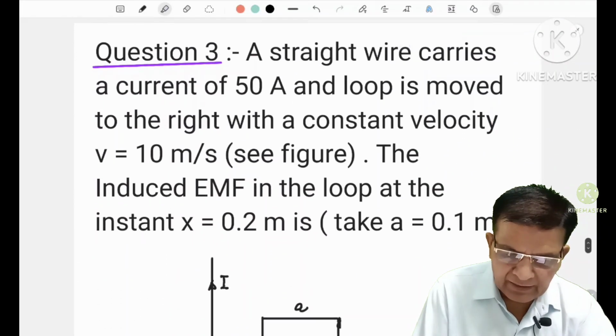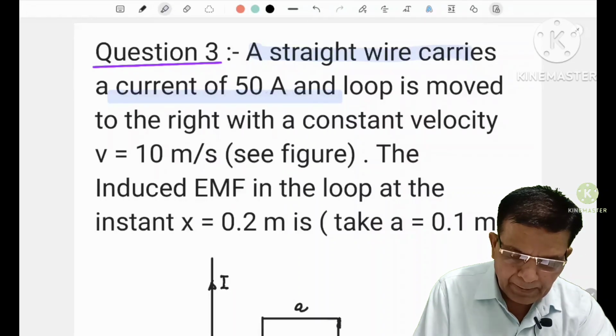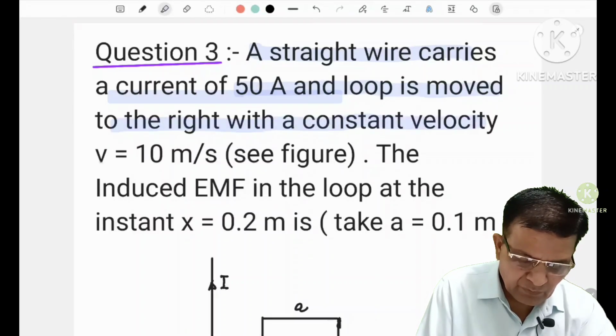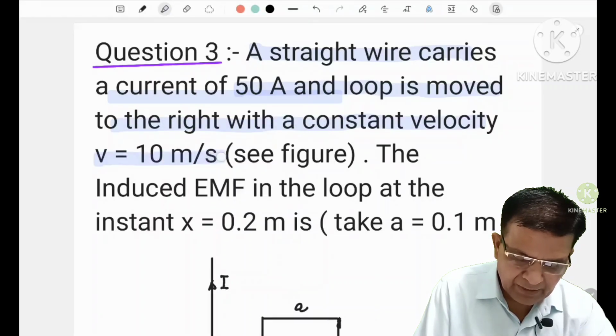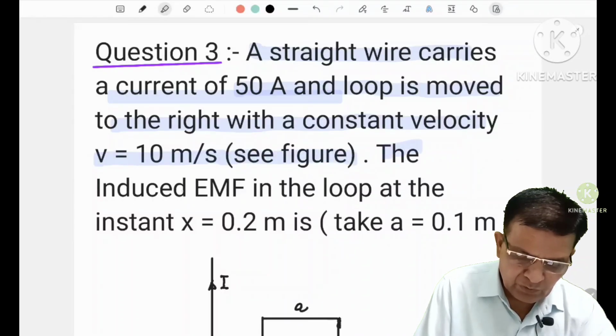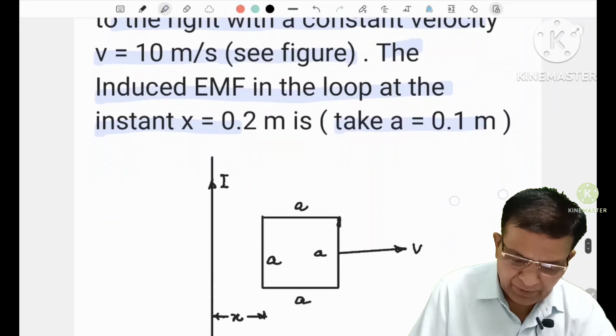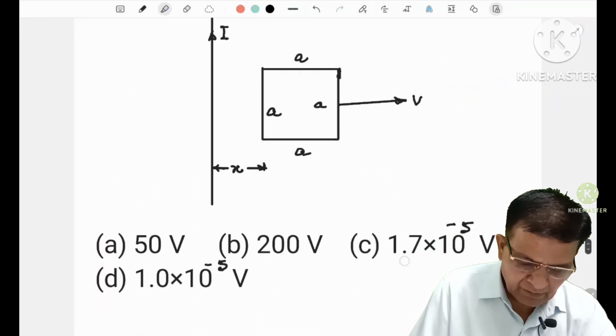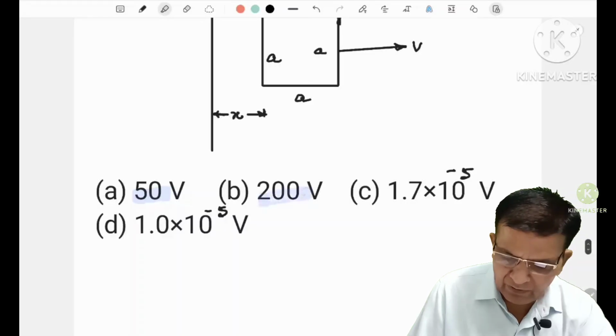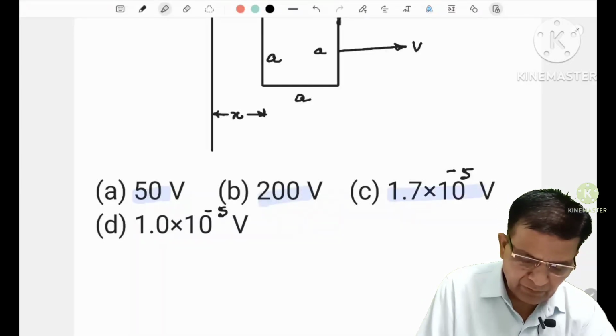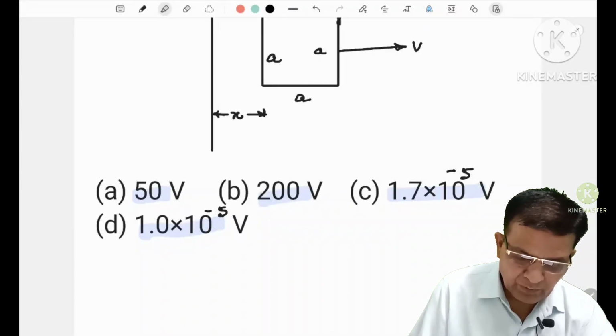Question number 3. A straight wire carries a current of 550 ampere. A loop is moved towards right with a constant velocity, v is 10 meter per second. See figure. The induced EMF in the loop at instant x equal to 0.2 meter is, take a is 0.1 meter. 50 volt, 200 volt, 1.7 into 10 to the power 5 volt, 1.0 into 10 to the power minus 5 volt.